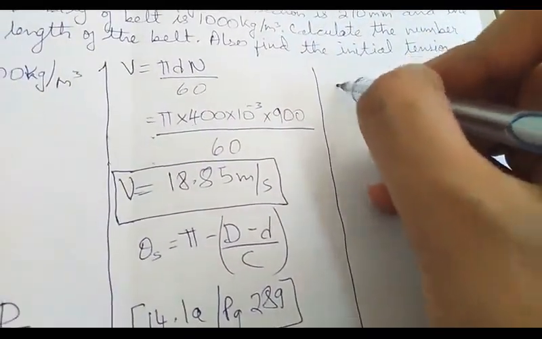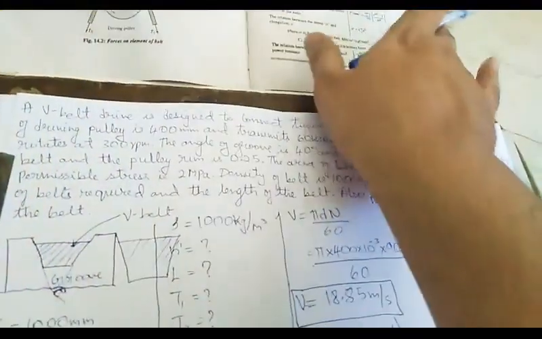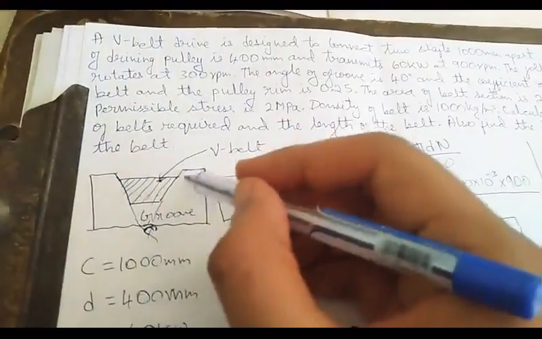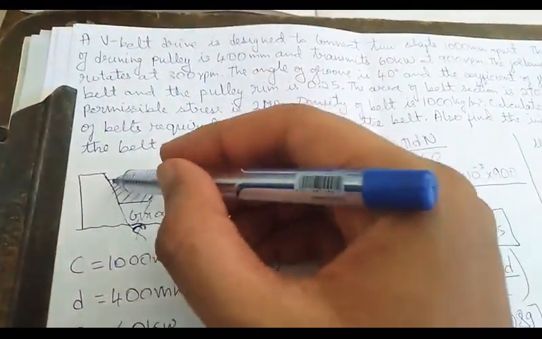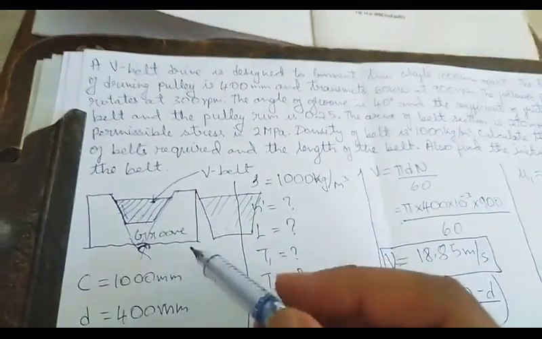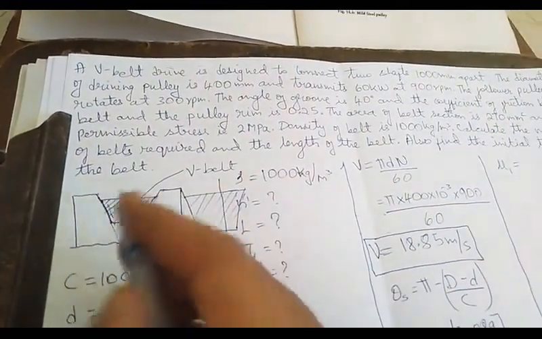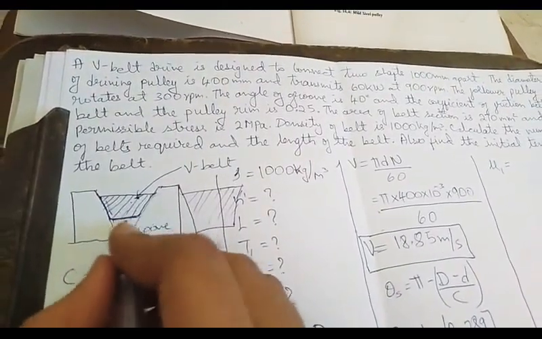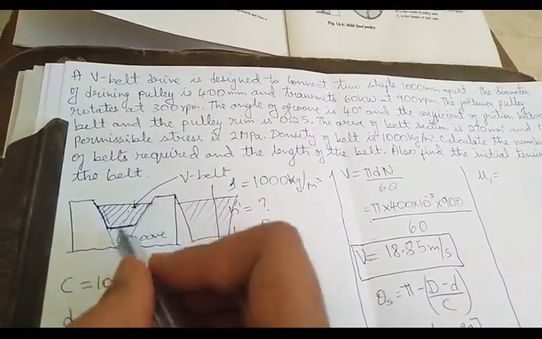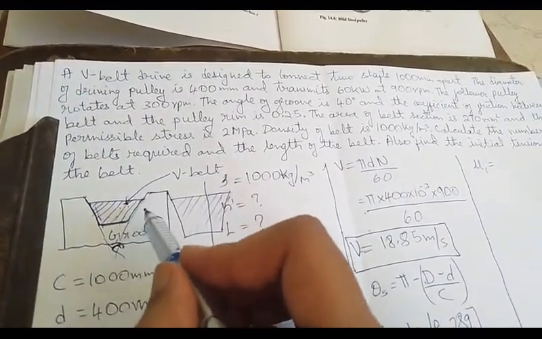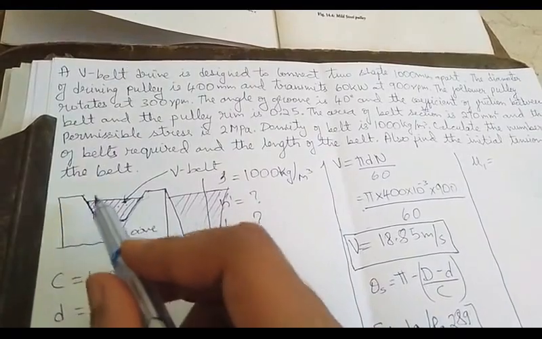Next we have to find the apparent coefficient of friction. So here the coefficient of friction we need to consider for this side and this side also. But in case of flat belt drives, the contact between the belt and the pulley was only at one side here. So we used to take the coefficient of friction at one side. But in case of V belts, there is three sides contact of the V belt with the pulleys.